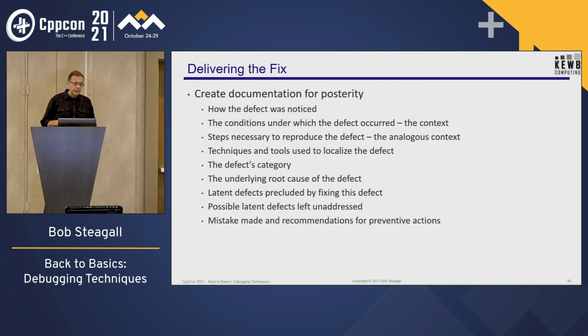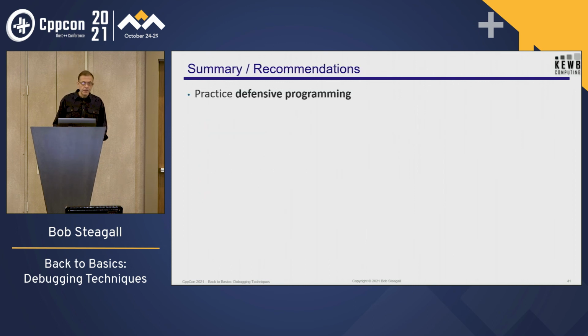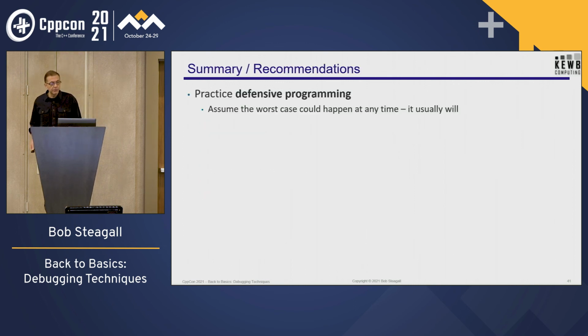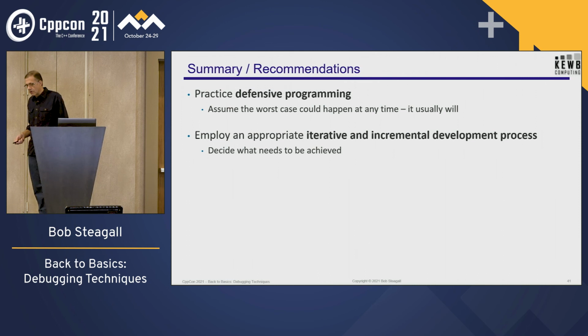You should document the mistakes that were made in getting to this point as you see it, and what you recommend for future preventive action so this kind of thing doesn't happen again. And of course, if your company process calls for it, conduct any required reviews, if reviews are part of your engineering process. So in summary, practice defensive programming, assume the worst, because it's always going to happen. Employ an appropriate iterative and incremental development process. And I'm going to summarize this a little bit here.